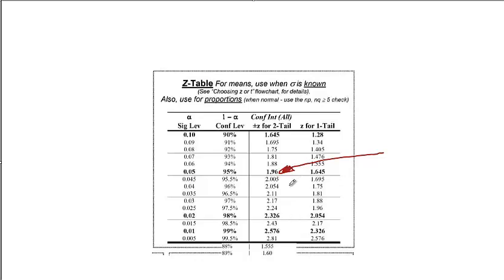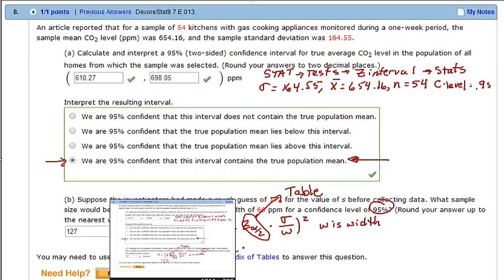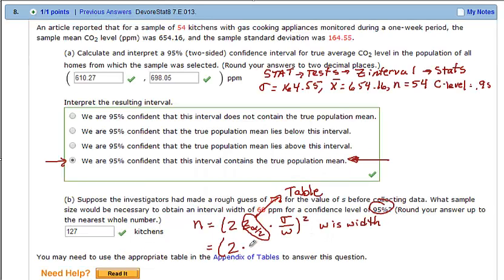Now this table is in your Chapter 5 notes whenever I first introduced this particular topic, just to let you know where it is. So that number was 1.96. We got that from our table.